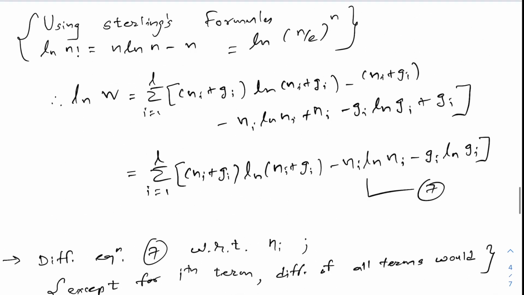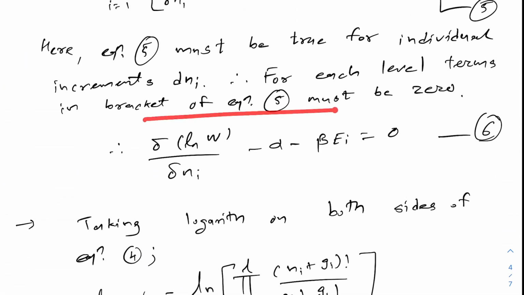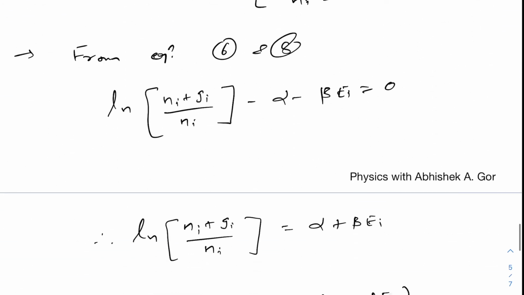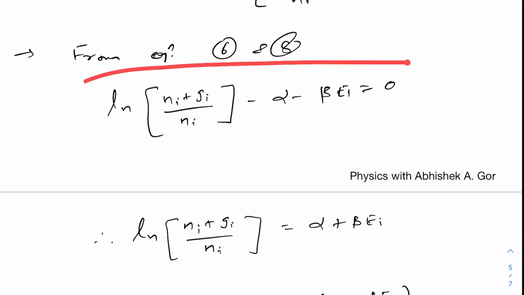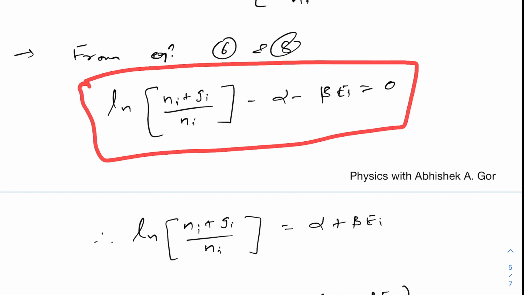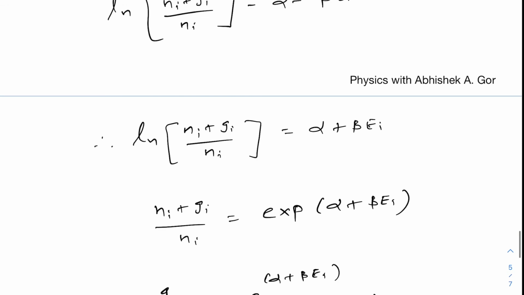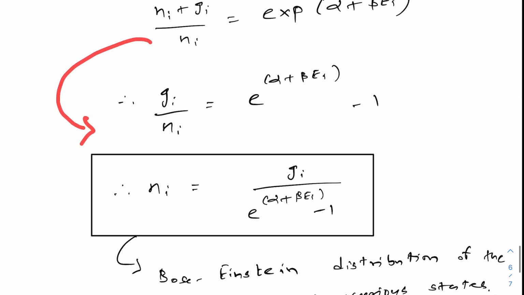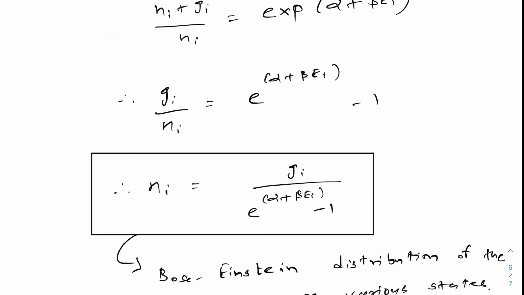So from equation number 6 and 8, let's go back to equation number 6 for the ith level. When we do the substitution and compare both equations, we can write that ln ((ni + gi) upon ni) minus alpha minus beta into ei is equal to 0. Further simplifying it, we can make (ni + gi) upon ni, that is number of particles and degeneracies, the subject, and we get the exponential term on the right hand side. Simplifying it further, we get this particular equation that is of our interest, which is ni is equal to gi upon (e to the power alpha plus beta ei minus 1), which is known as the Bose Einstein distribution of the particles among various states. So this is the derivation of the Bose Einstein distribution.